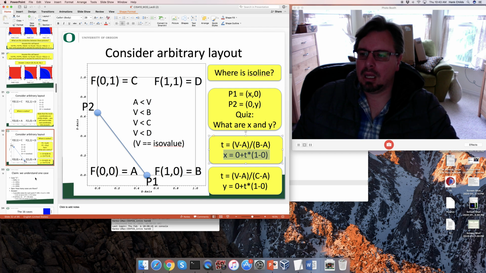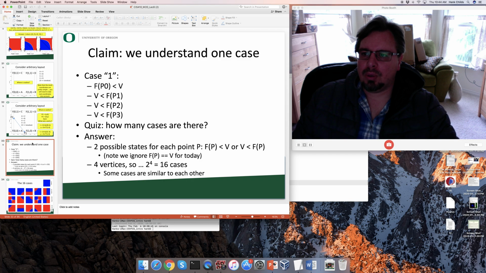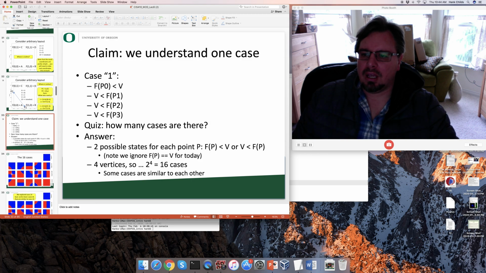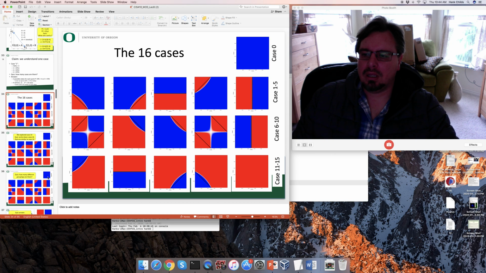And so if it was a different location, we'd want to be updating this formula for the x and for the y. And so then afterwards, I said, well, we understand this one case, the case where we've got the low vertex is 0 and the other three are 1. And we talked about how many cases could there be, and there were 16, and these were the 16 cases. And of course, as you know from lecture, these are numbered in a special way. But the case that we looked at so much in lecture was case 14.